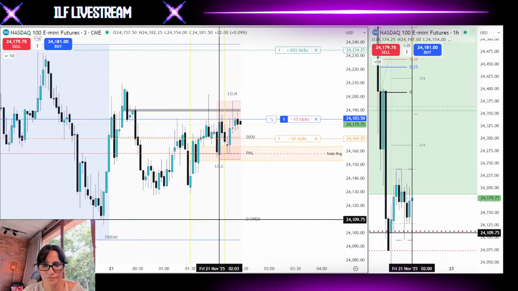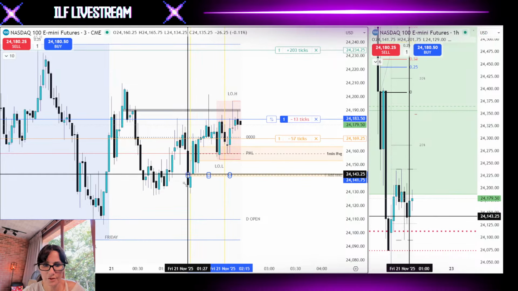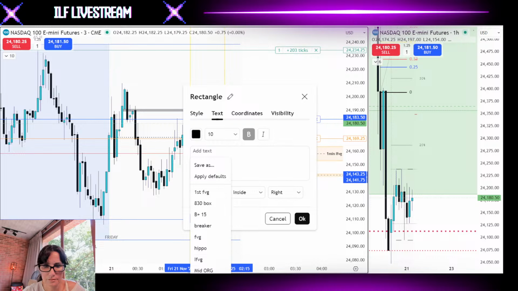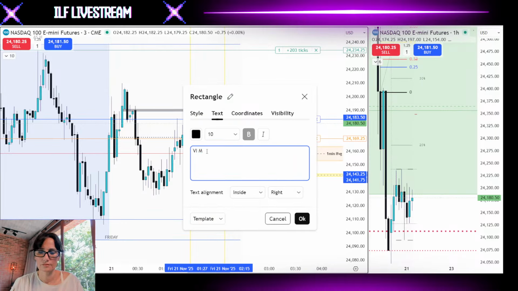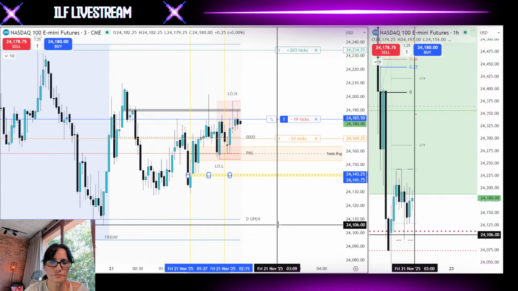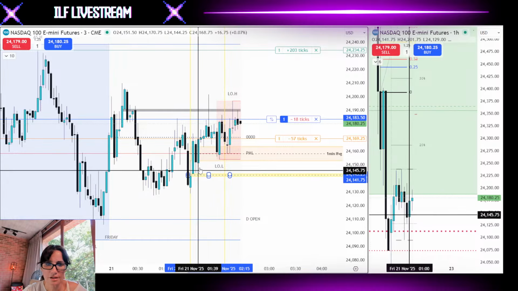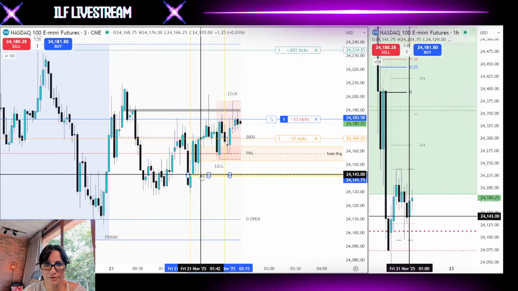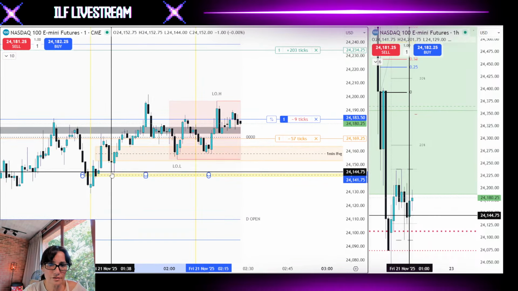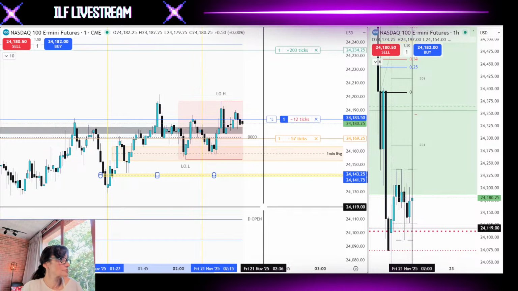See this gap here as well? I'm gonna mark this, a volume imbalance on the 3 minute. Equal lows here, volume imbalance. Drawn liquidity here, right over here on the 3 minute. So I'm gonna go back to the 1 minute. We also have equal lows with the 3 minute volume imbalance right over here. Important.